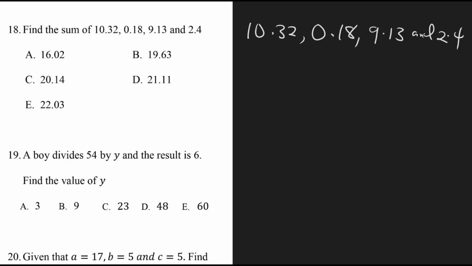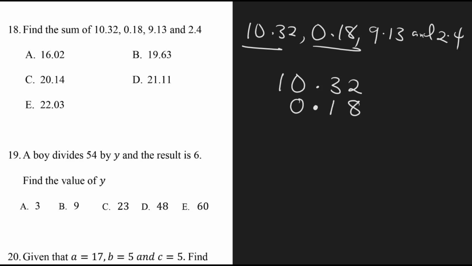So let's arrange it. In arranging this, carry the first number, which is 10.32, and write it down. Then the second number, which is 0.18, put the point first. Before the point is 0. Can you see? Make sure they are aligned. Then after the point we have 1, and after the 1 we have 8.